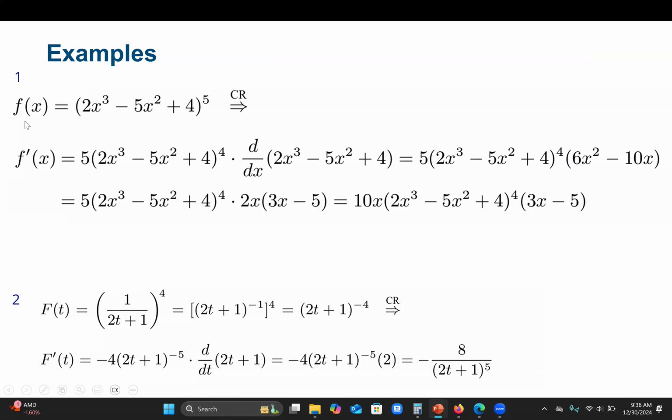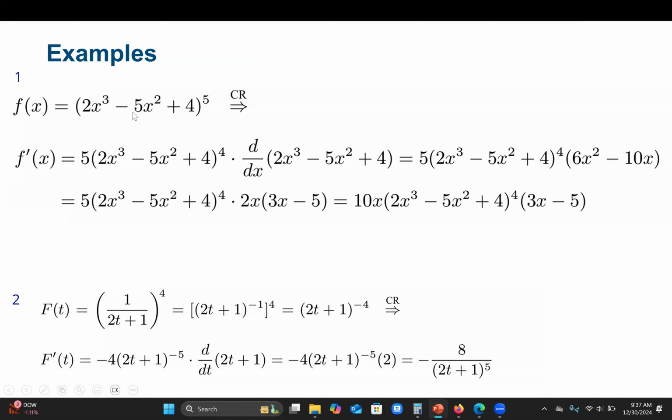Our first question is, we should find the derivative of f at x equal to (2x cubed minus 5x squared plus 4) to the power 5. Now, looking at this question, we cannot use only the power rule to find the derivative. Also, we cannot use either the difference or the sum rule alone. So the concept to use in order to solve this problem is the chain rule.